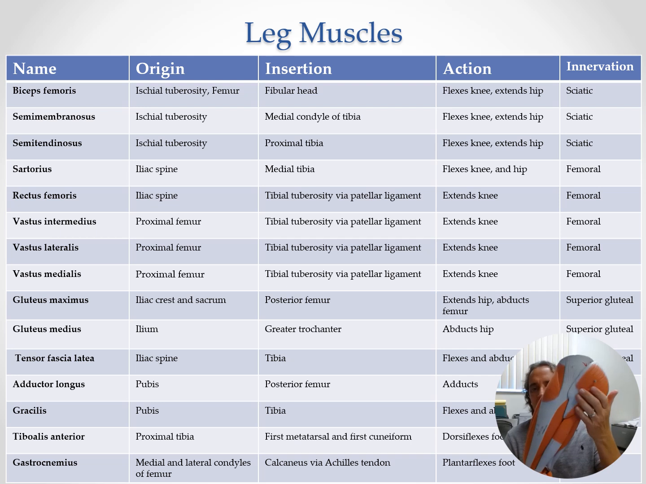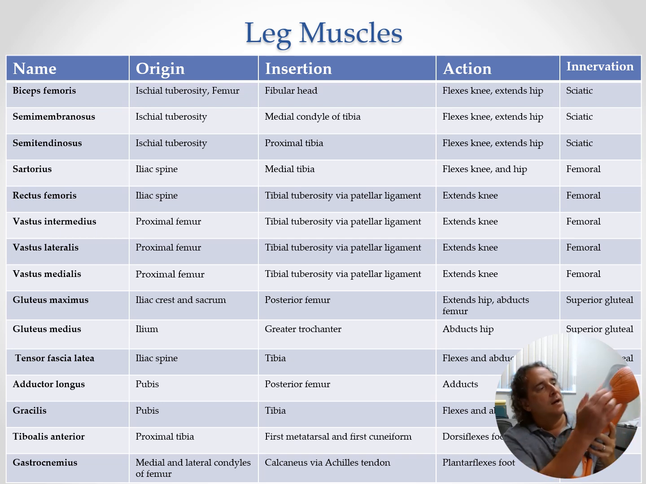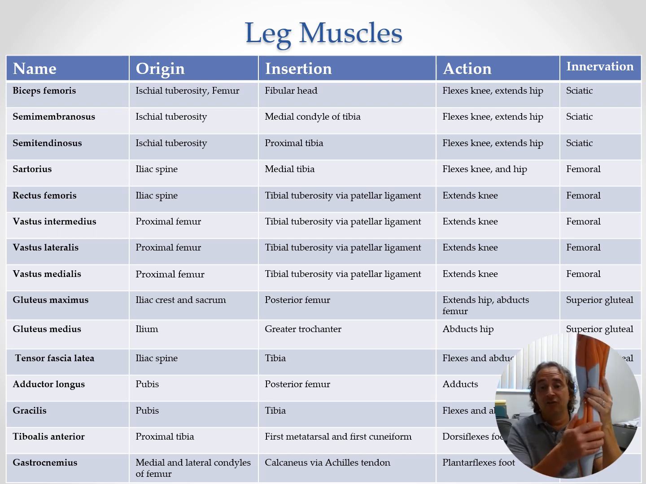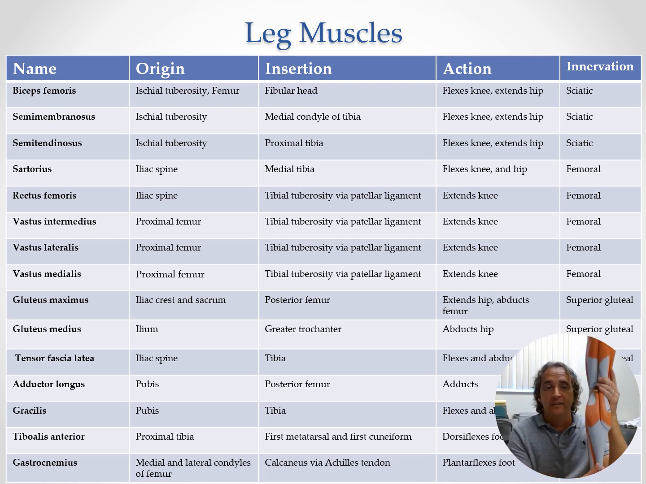So you have gluteus maximus and medius up here. You have your tensor fascia lata, and what does it tense? It tenses your iliotibial band, and then you have your tibialis anterior, gastrocnemius going into your calcaneal tendon.